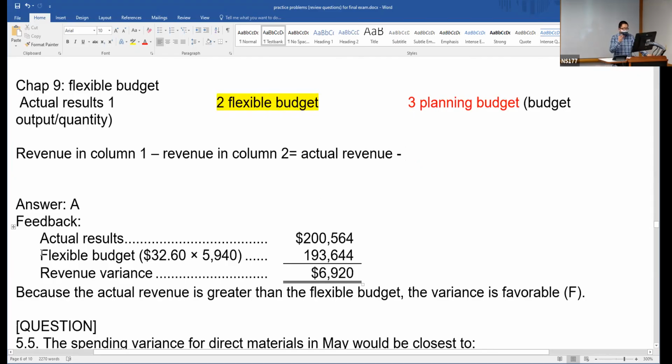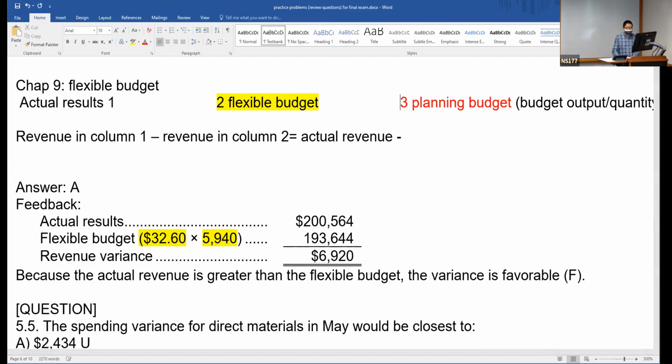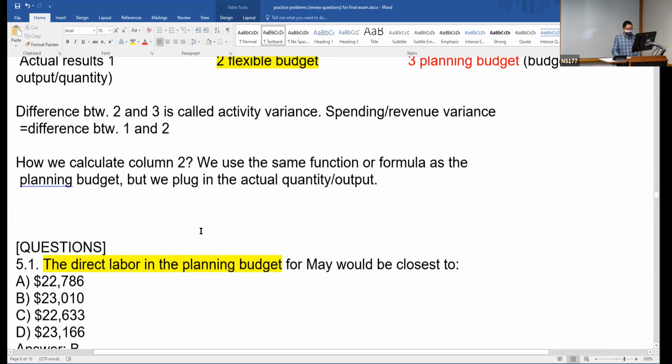And then we know that the revenue is equal to the per unit selling price, which is 32.6, multiplied by the actual quantity. Because under the flexible budget, we always use the actual quantity. So in column 2, we always use the actual quantity. And then in column 3, we always use the budgeted quantity or the planning quantity. And then how we get the 32.6 is in the question. So let me show you.